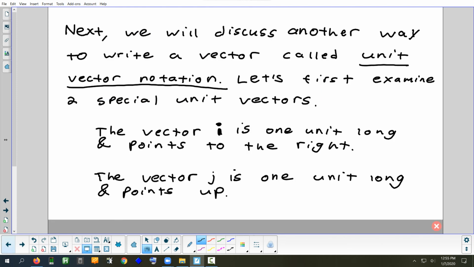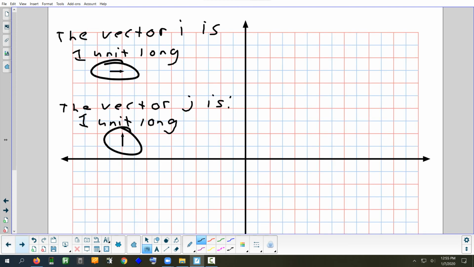The other special vector is j. So again, j is a special name for a vector. You are not allowed to use the j if you want to draw your own vector. Pick a name other than i or j. And you don't know this yet, but don't pick k either. Pick any other letter you want besides i, j, and k. And j is a unit vector that points up. So it's 1 unit long, and it points up. Here's a picture of j. It's 1 unit long, points up.